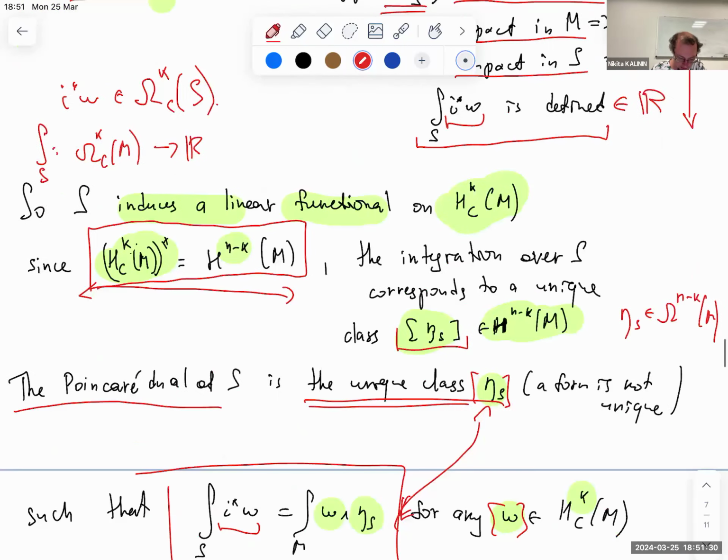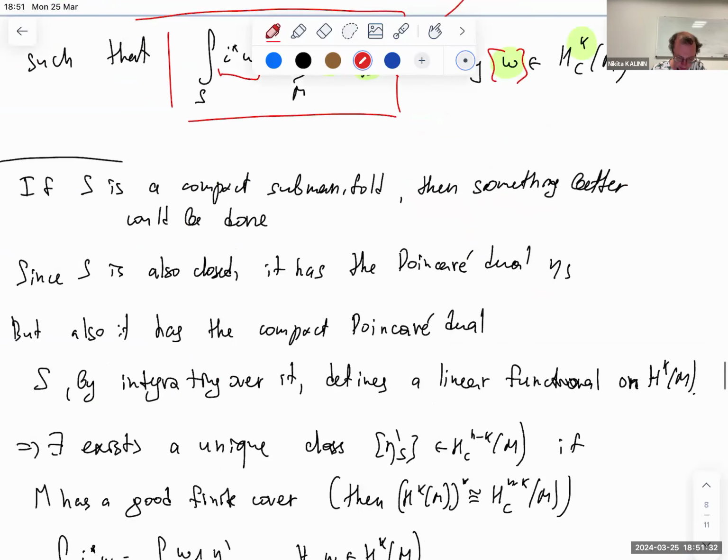Okay, so that was for the case when S is a closed submanifold. But now let's consider the case when S is a compact submanifold. Then similar things can be done, but a bit better, right? Because we have more restrictions for S, so we have fewer restrictions for forms. Let's consider a compact submanifold. It is also closed, right? Because it's a compact subset of a Hausdorff space, so it must be closed.